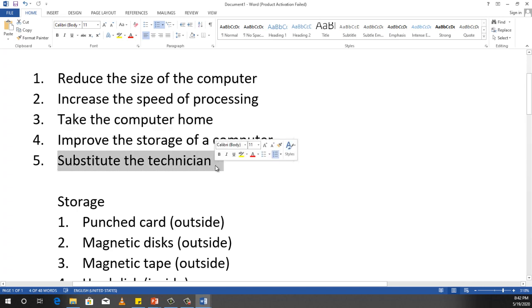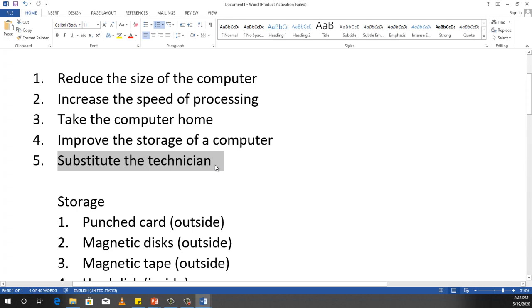Substitute the technician. Back in the 1940s or the first generation, second generation, third generation, only technicians could use the computers. But nowadays, look at yourself. Look at your phone, for example. You install applications alone. Let's look at this, for example, WhatsApp. People can install alone. They can remove programs alone using Play Store. That's what they wanted. Substitute the technician. So it's an ordinary person who is not in IT, but he or she can install programs or remove programs from the computer.